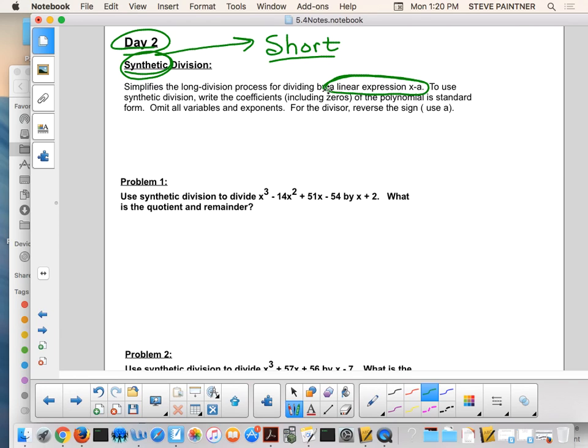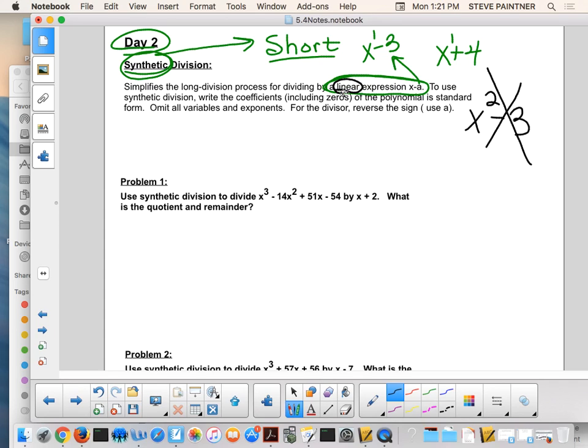The big word was, you're going to divide by what? Linear. Now if your divisor is linear, it looks like this: x minus a, let's say x minus 3, or maybe x plus 4. If you're dividing by linear factors, use this method every time. Linear means x to the first. What you can't do is divide by quadratic. Not when it comes to synthetic. What about cubic? No. Just linear.